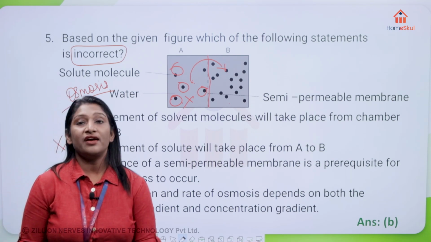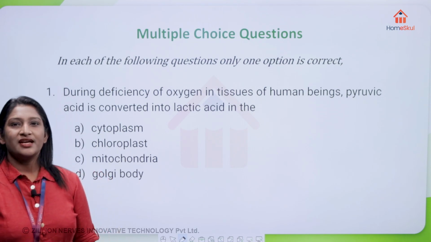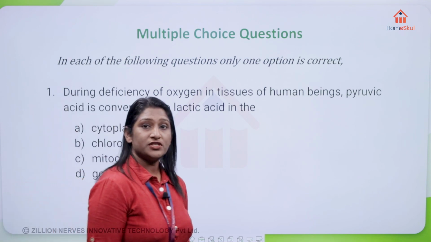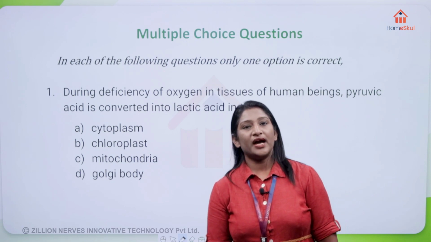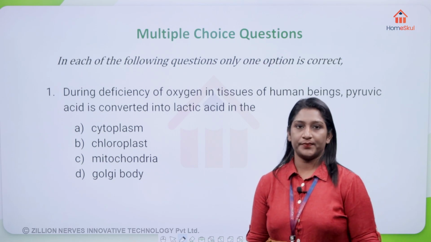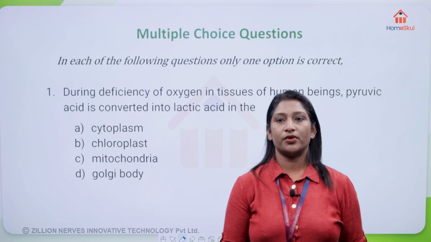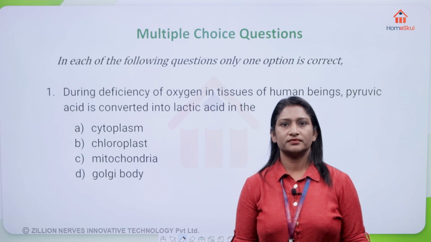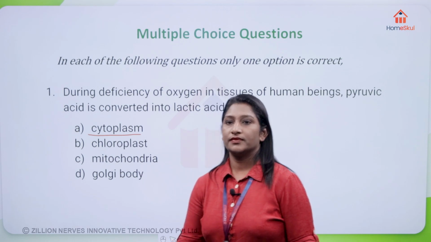And then we have 10 multiple choice questions, normal MCQs. See the first one, most of them are simple. During deficiency of oxygen in tissues of human beings, pyruvic acid is converted into lactic acid, which is happening where? In cytoplasm, chloroplast, mitochondria, Golgi body. Where is this happening? Here. Yes, cytoplasm, it is A.